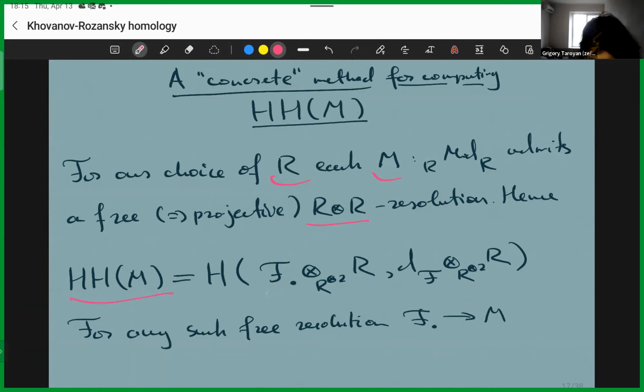So we just take this free resolution, we tensor it with R, and we take the induced differential, and this complex computes the Hochschild homology. So, a standard technique from homological algebra, how to compute a Tor functor.